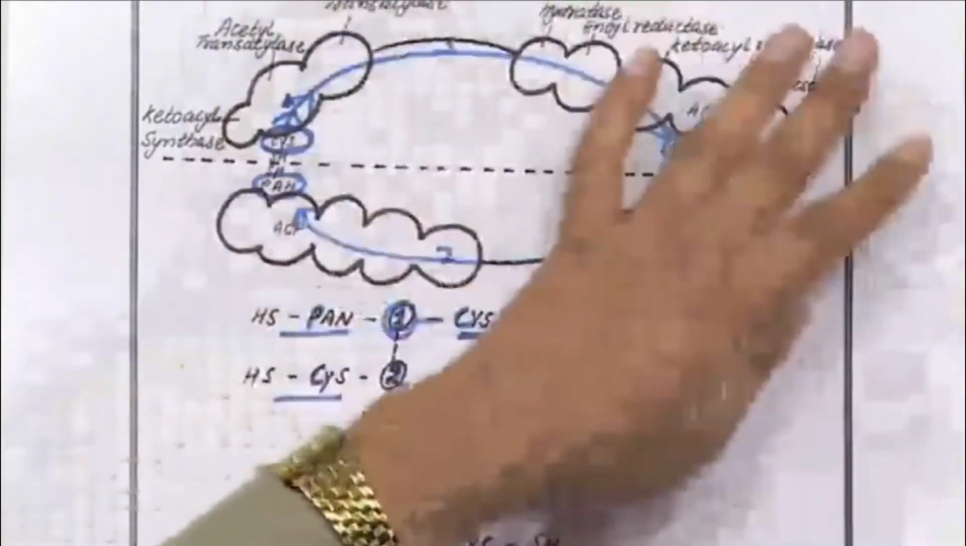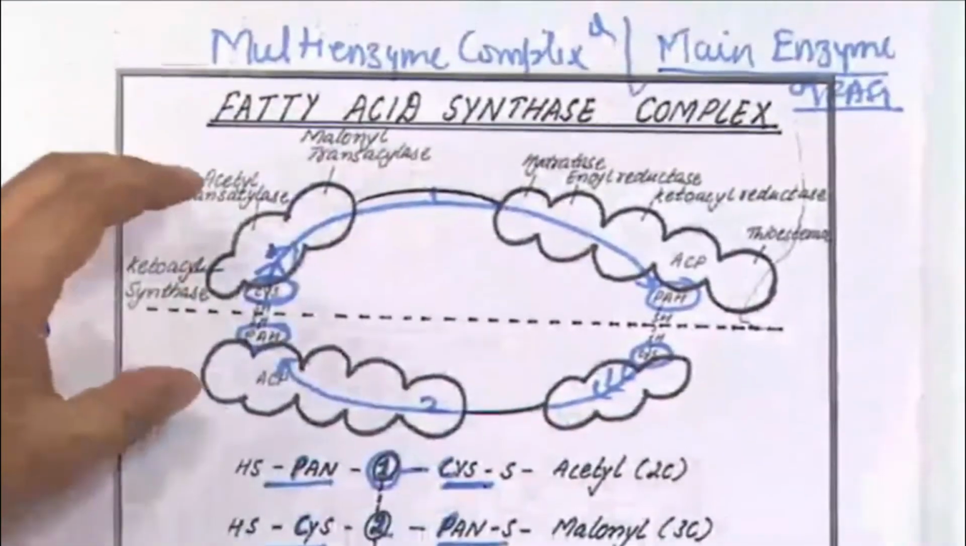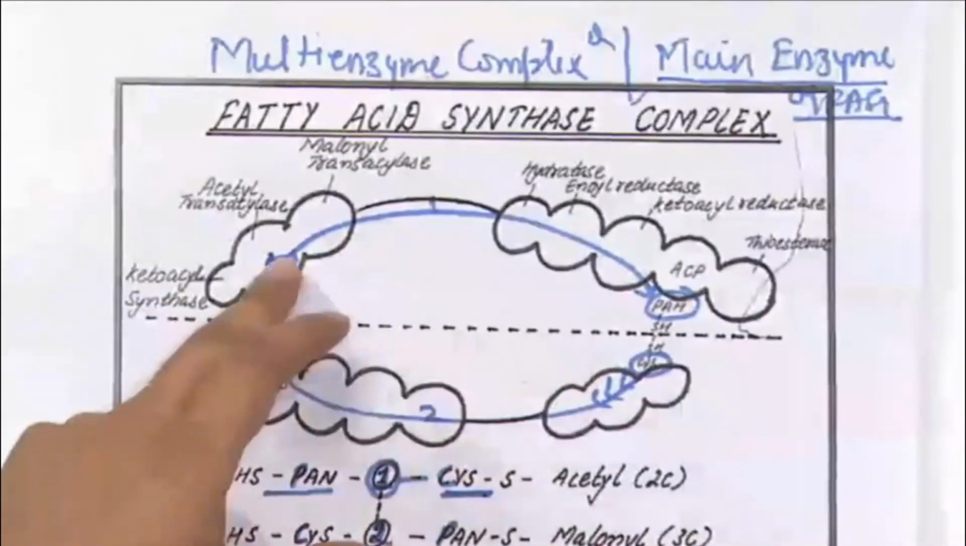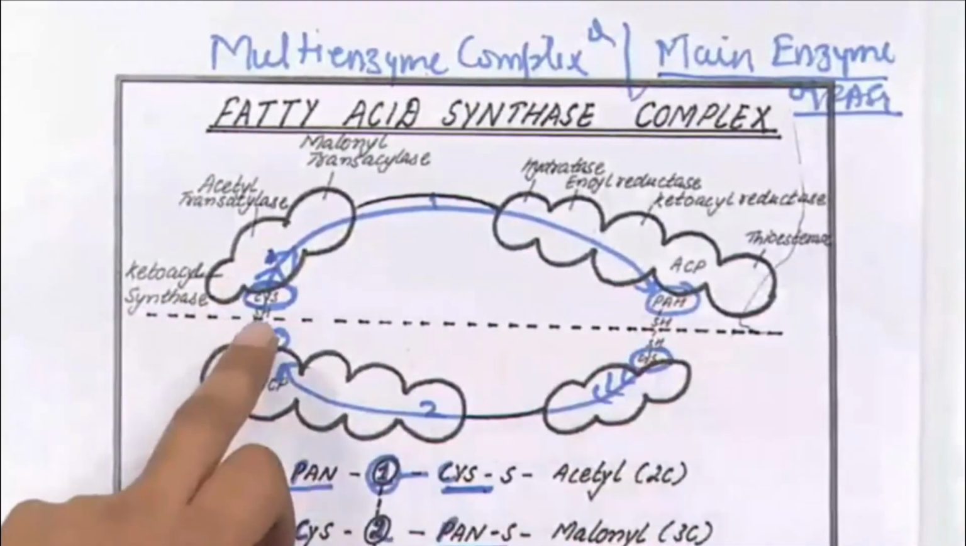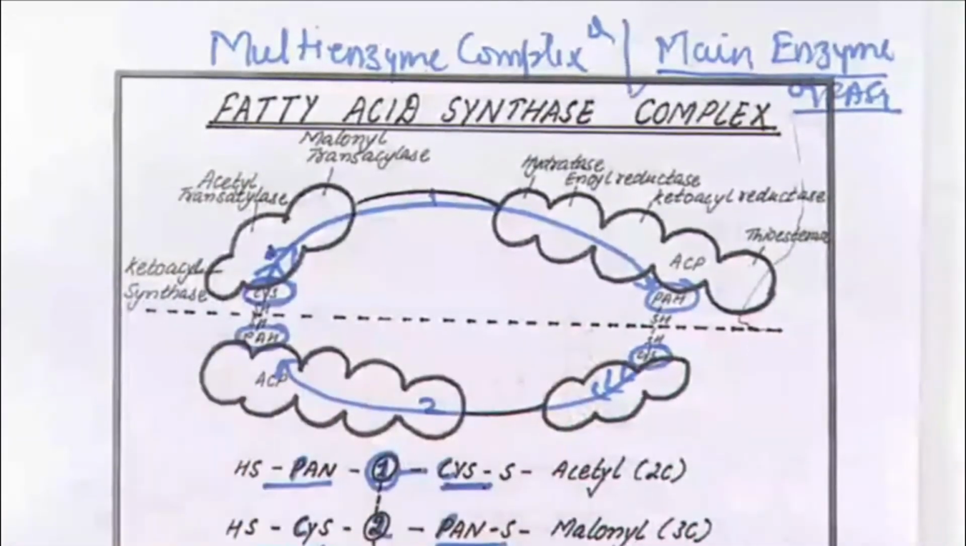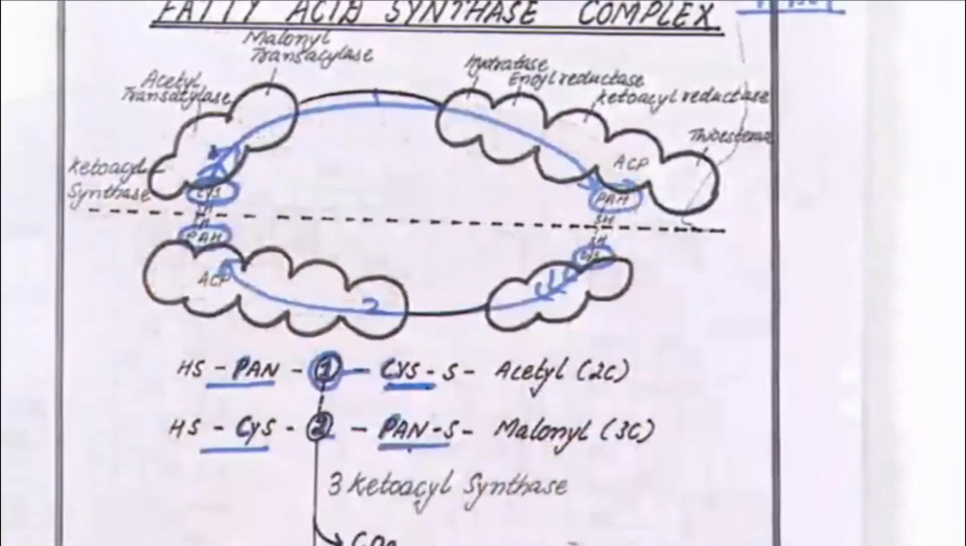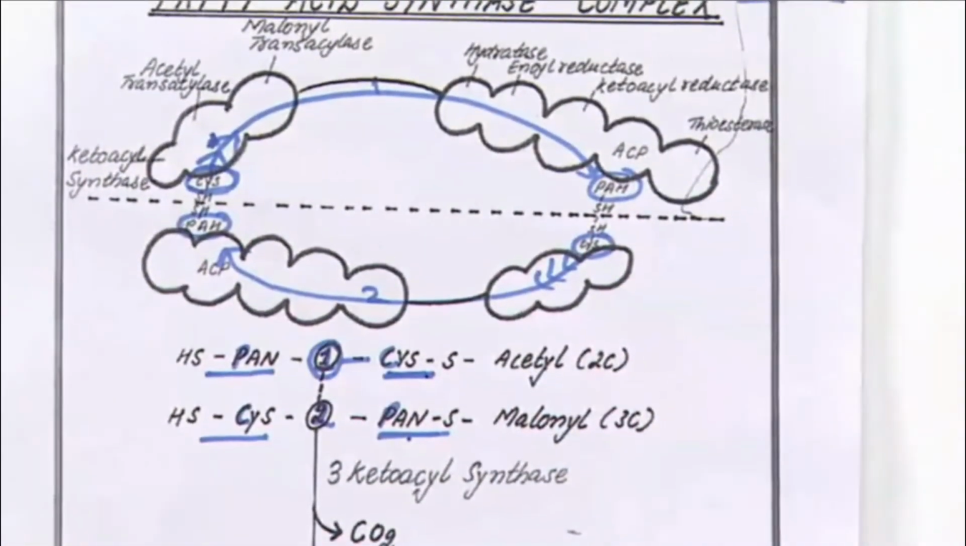These are important statements about the fatty acid synthase complex. Yes, this is a multi-enzyme complex. This is the main enzyme of fatty acid synthesis. It has two subunits. Each subunit has two ends, cysteine and pantetheine end. The pantetheine end is against cysteine and the cysteine end is against pantetheine. These two subunits are arranged in head to tail fashion, and this has multiple enzymatic activities. Okay, now we start fatty acid synthesis.